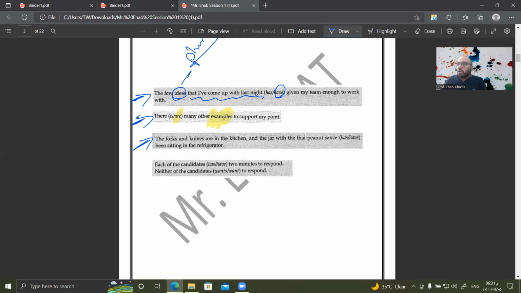Thank you so much. Great, guys. Here, comma and, so I start a new clause. The subject of this clause is the word jar. Jar is singular. So it is has. I do not take that into consideration because this is a prepositional phrase. Right? The word each is always singular, and neither is always singular. Excellent, Wadia. So each singular has. Neither of the candidates.